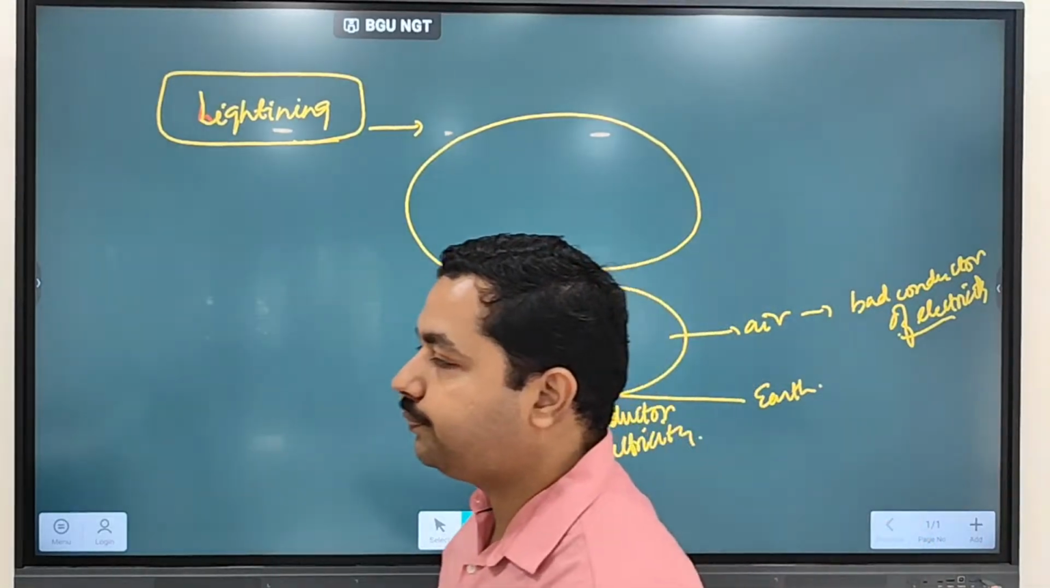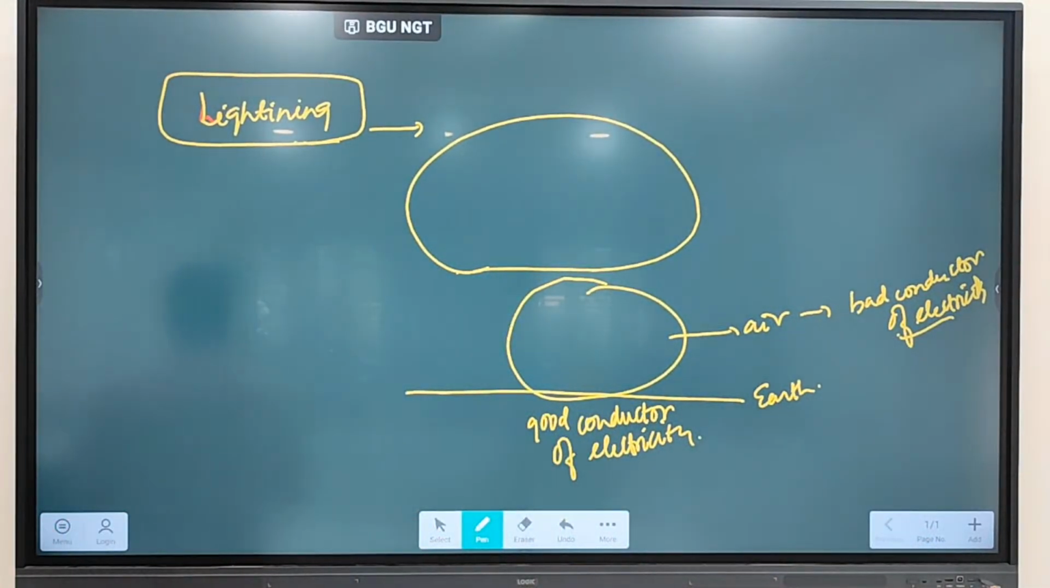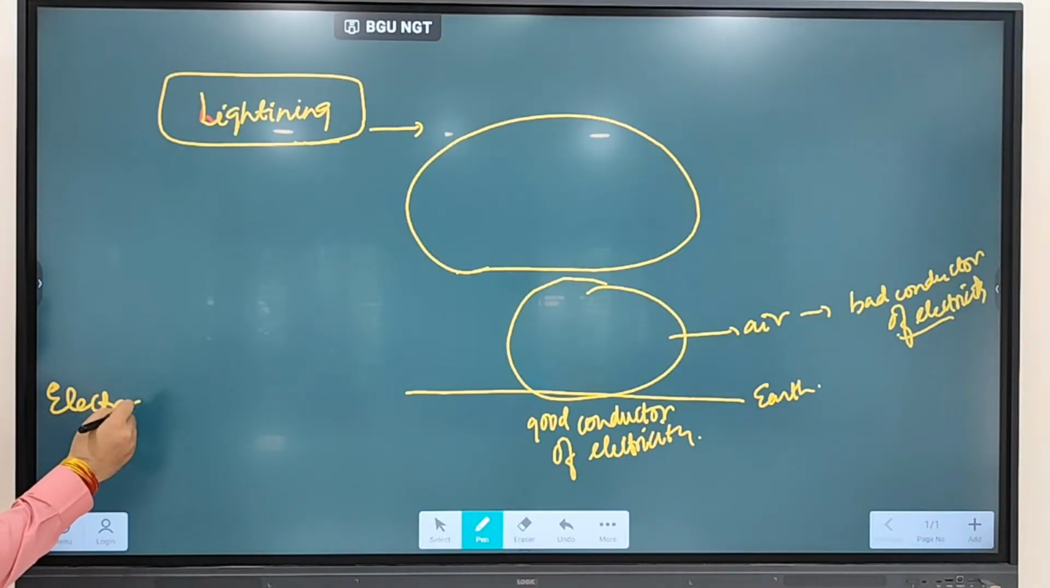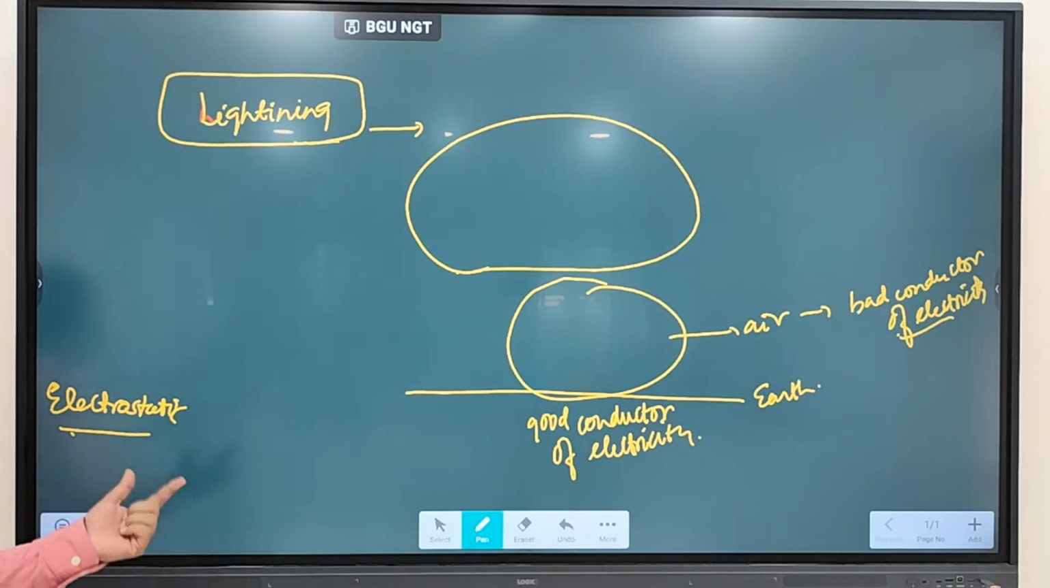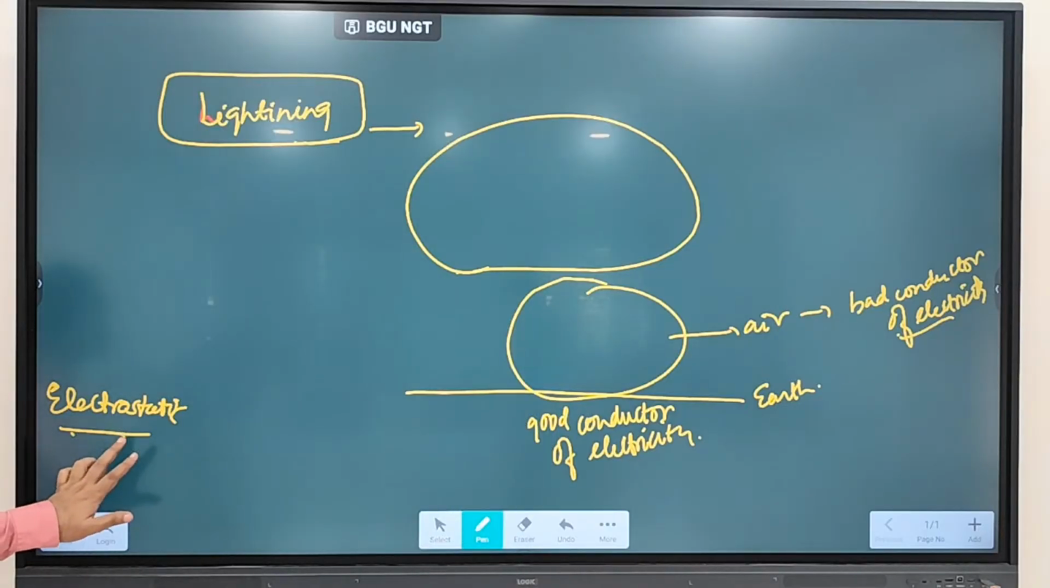in 11th and 12th, you have studied something called electrostatics. How does a substance get a charge? For example, if you rub a comb, and after rubbing the comb, you bring it towards small pieces of paper, it will attract them. So why is this comb attracting? Because the comb has developed a charge, which is referred to as electrostatic charge.